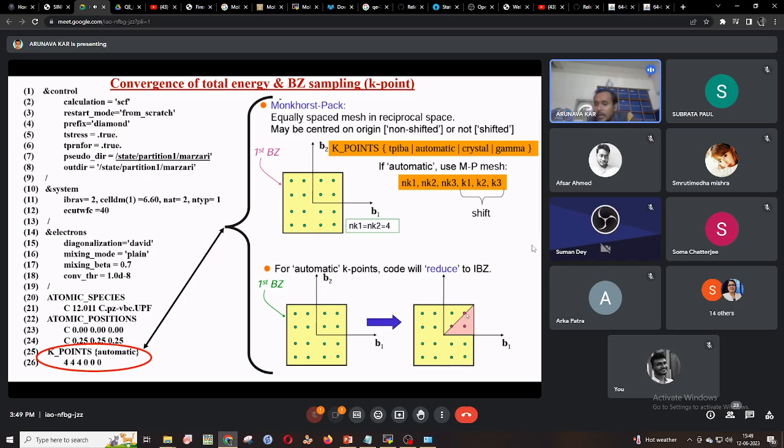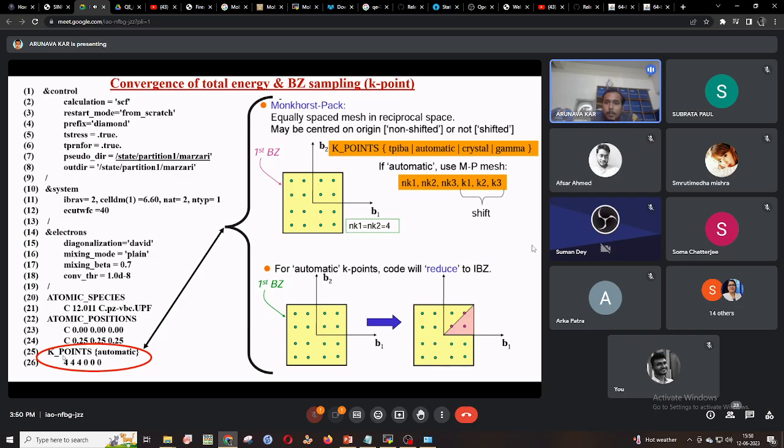Obviously, the system will reduce the amount of K points, so you don't need to worry about that. The system itself will do this, but we have to provide the number you initially want to put in. You can put 2 cross 2 cross 2, 4 cross 4 cross 4, 6 cross 6 cross 6, 8 cross 8 cross 8, whatever you want.